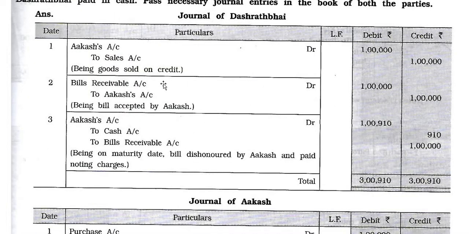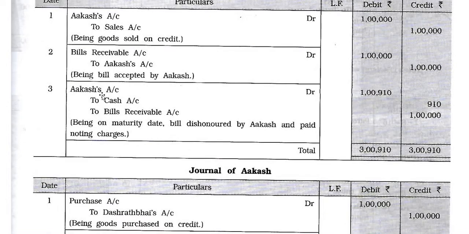Second entry, bills receivable account debit 1 lakh to Akash account 1 lakh. Here Akash accepted the bill. So bills receivable account debit to Akash account, because Akash accepted this bill, and bills receivable is always debit, and Akash is the receiver of this bill. So to Akash account.